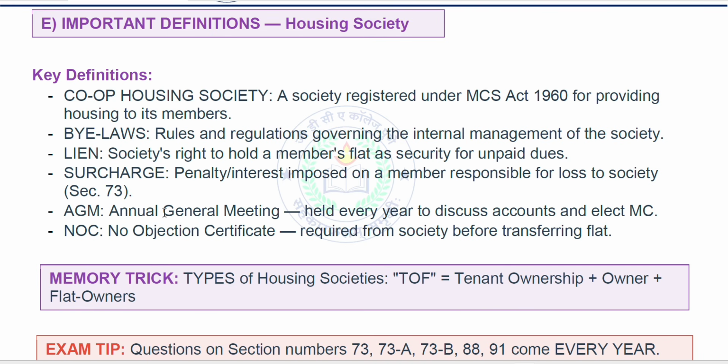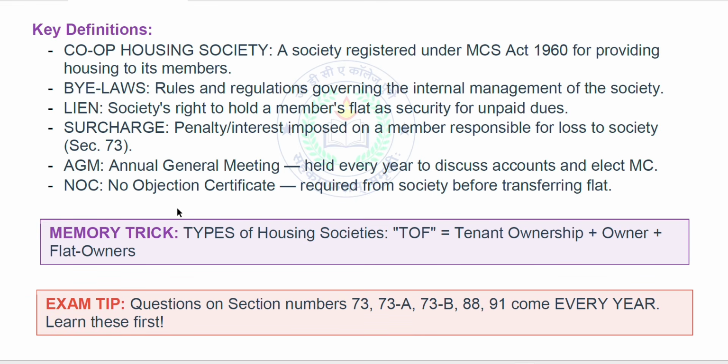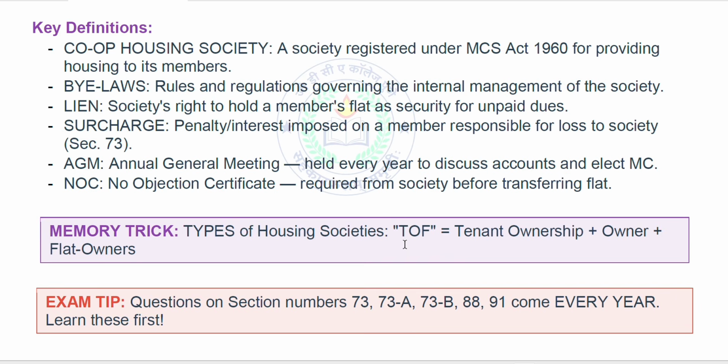AGM, annual general meeting, held every year to discuss accounts and elect MC, that is managing committee. NOC, no objection certificate required from society before transferring the flat. So, memory tricks. Types of housing society: TOF, tenant ownership plus owner plus flat owners. So you can remember TOF. According to that, you can write if this question comes in examination.